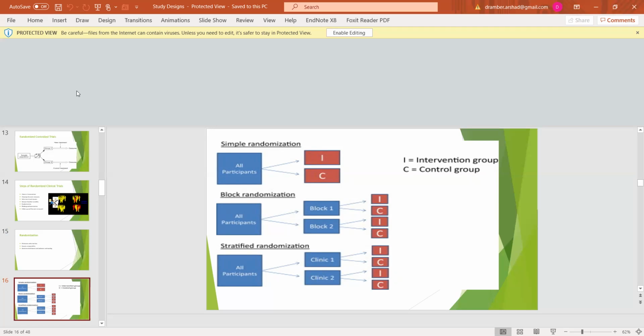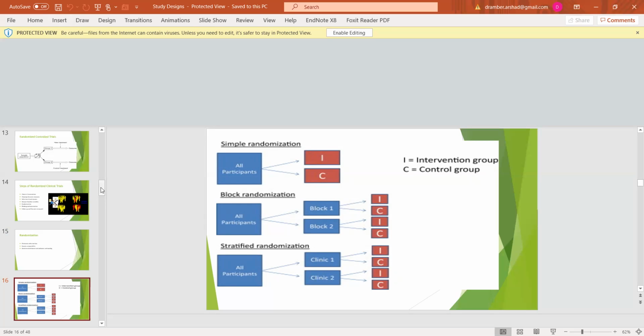These are a few types of randomization. Number one is simple randomization, in which all participants who meet the inclusion criteria are randomly allocated to the intervention group or the control group.